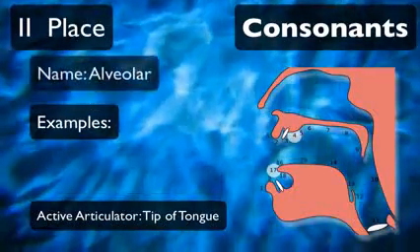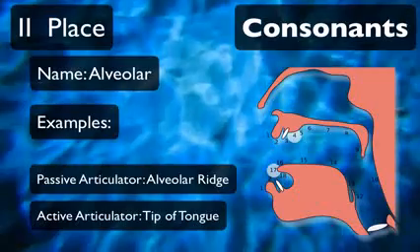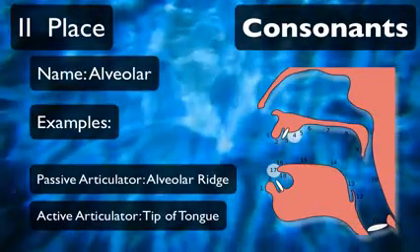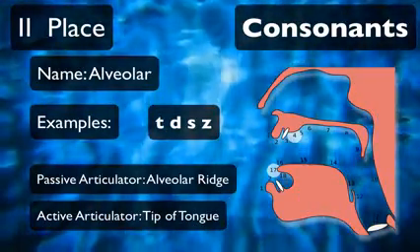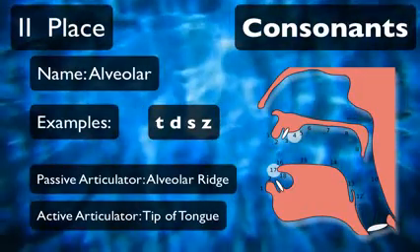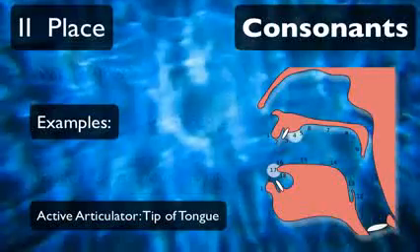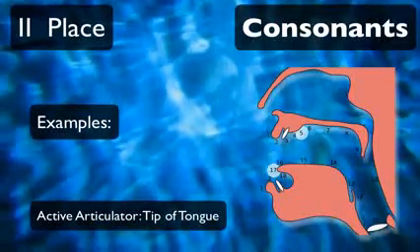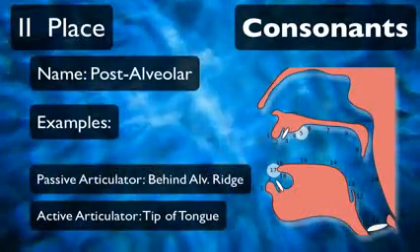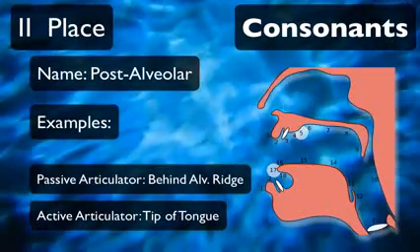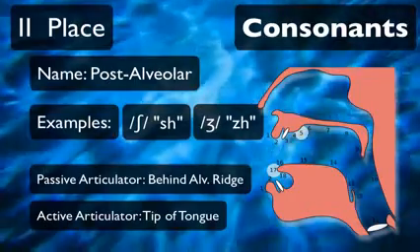Place number 4 is alveolar. This is the alveolar ridge we talked about just behind your front teeth. Here the tip of your tongue touches that ridge, and you get 4 sounds in English. T, D, S, and Z. T, D, S, Z. All of these are tongue against alveolar ridge. The next place is just a little bit behind that, maybe a quarter of an inch or a half centimeter. If you move your tongue just a little bit back, instead of getting S, you get sh as in show, or zh as in pleasure.